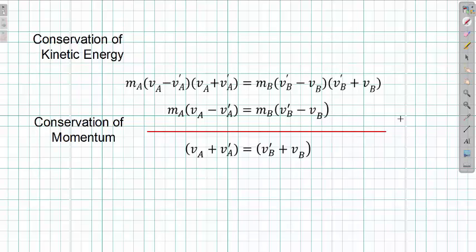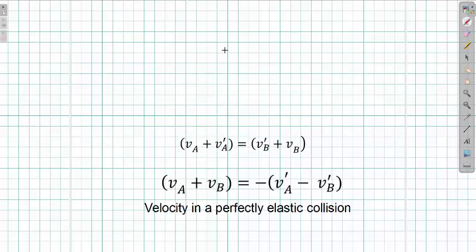The velocity of A plus the velocity of A after equals the velocity of B plus the velocity of B after. Why don't we rearrange this equation a little bit to see the before and after terms? So the velocity of A before plus the velocity of B before has to equal the negative of the velocity of A after minus the velocity of B after. Pretty cool that it all cancels out and breaks down to something simple like that.